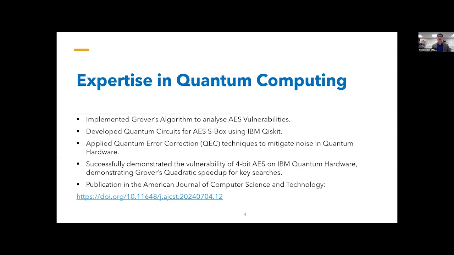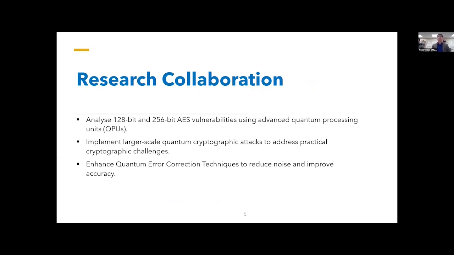Our research has been recognized through a publication in the American Journal of Computer Science. If you're interested, you could have a look at that. Collaboration. So what we want to do, the next research bit, we want to analyze 128-bit and even 256-bit AES vulnerability using advanced quantum processing units. And we want to scale that. So we want to scale quantum cryptographic attacks to address practical cryptographic challenges. We also want to enhance the quantum error correction technique to reduce noise and improve accuracy.